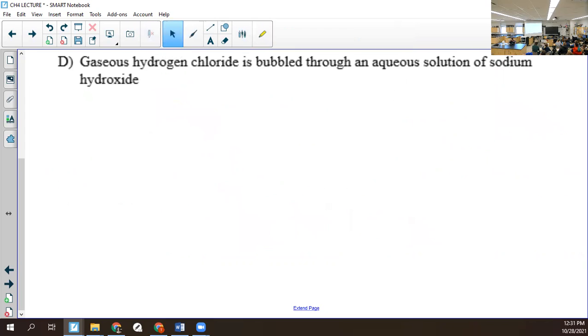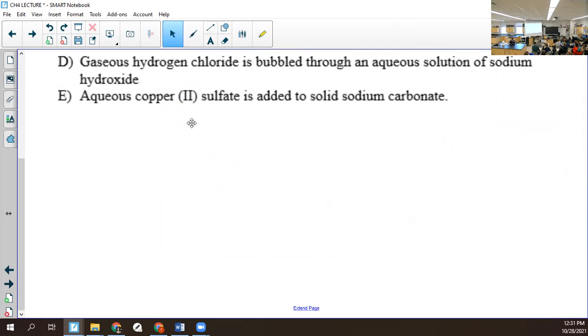I even felt it. All right, letter E, we'll try that one. Aqueous copper 2 sulfate is added to solid sodium carbonate. Most people that really know what they're doing get this one wrong. Actually, if you're like 85% there, you have a higher likelihood of getting this right than those that are 100% there. Ready? Go forth with faith.